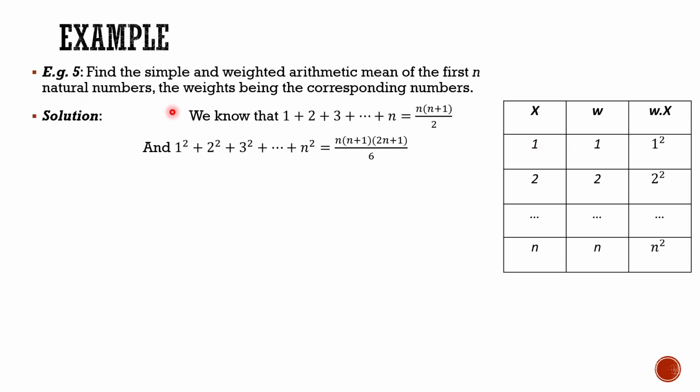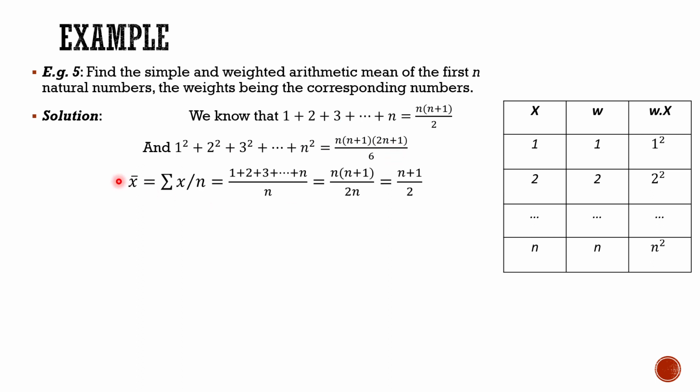For that we'll have to calculate the following. First we'll have to know the addition of the first n natural numbers, and as we know, if we add up 1 to n, we get n into n plus 1 divided by 2. These are the properties of natural numbers. And if we add the squares of the first n natural numbers, we get n into n plus 1 into 2n plus 1 divided by 6.